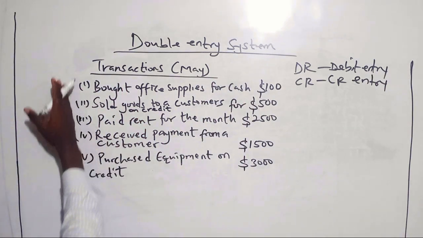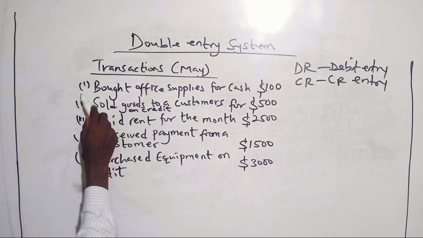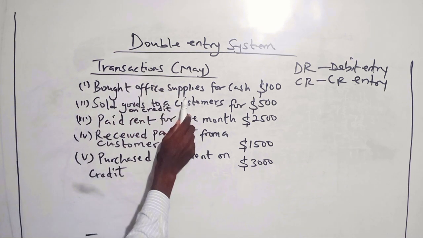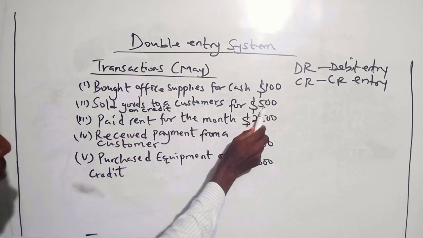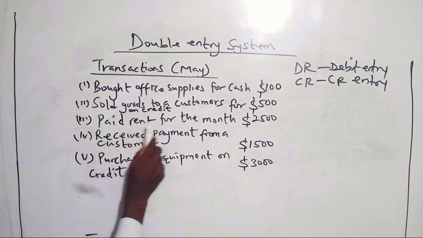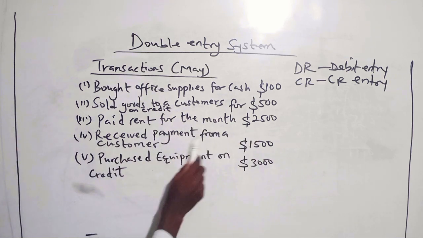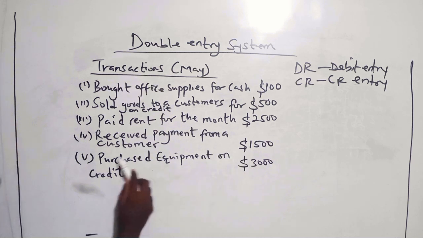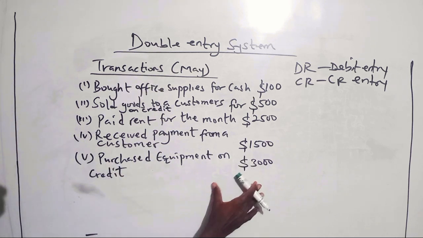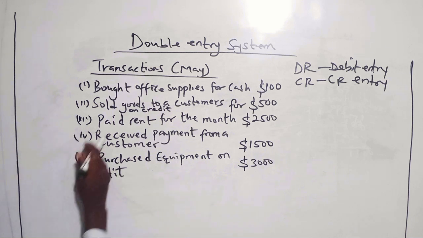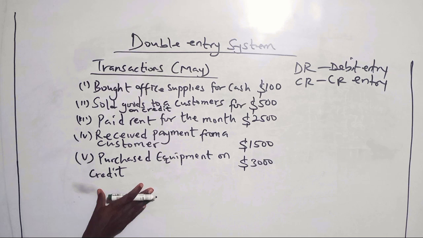So we have a set of transactions for the month of May. The first one says we bought office supplies for cash, $100. We sold goods on credit to a customer for $500. We paid rent for the month, which is $2,500. We received payment from a customer, $1,500, and we purchased equipment on credit, $3,000. So how do we use the double entry system of accounting to record this information?